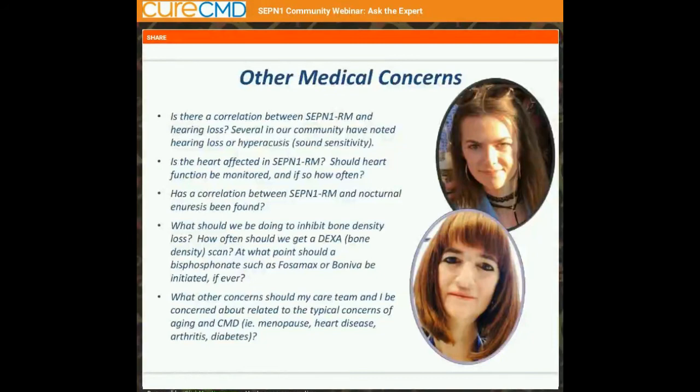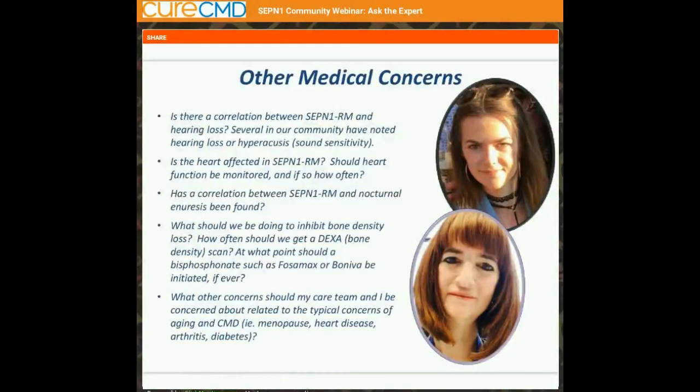What other concerns should my care team and I be concerned about related to the typical aging issues and specifically CMD? Well, I think we already mentioned that muscle function tends to change with aging. We haven't seen enough patients to draw clear-cut conclusions about the effects of menopause, although, as I said, after the age of 50 and even more after the age of 60, there is a progression of the disease, and menopause can have an impact on that. We really need to see more patients growing older to conclude. As I said, heart disease is not expected, and there's no reason to have arthritis more than any other person in the general population.